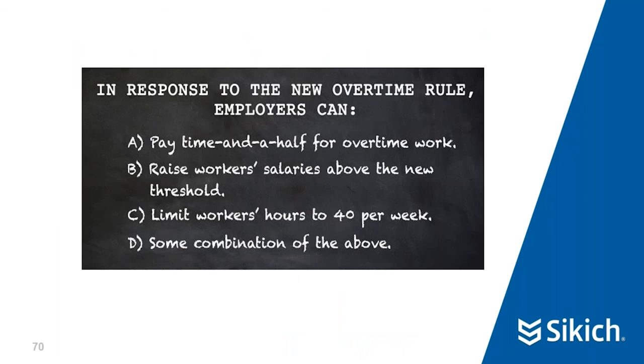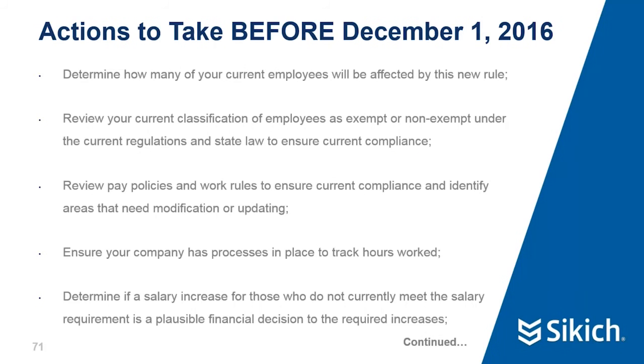So, in response to the new overtime rules, what can you do? As you're looking at each one of them, and again, we're making the assumption that they have passed the duties test, you can pay them time and a half for overtime. You can raise the worker's salary above the new threshold. You can limit your workers' hours to 40 hours per week, or you could do a combination of the above.